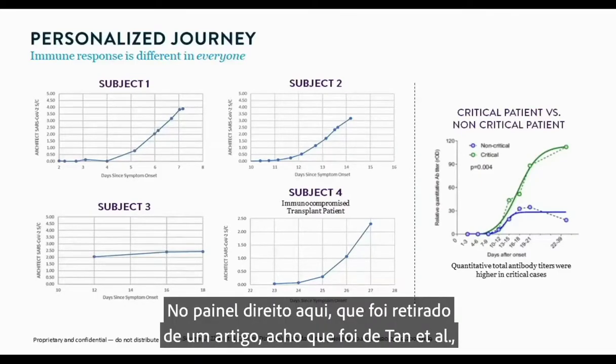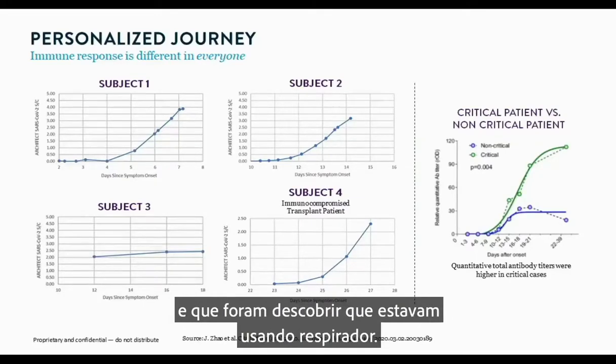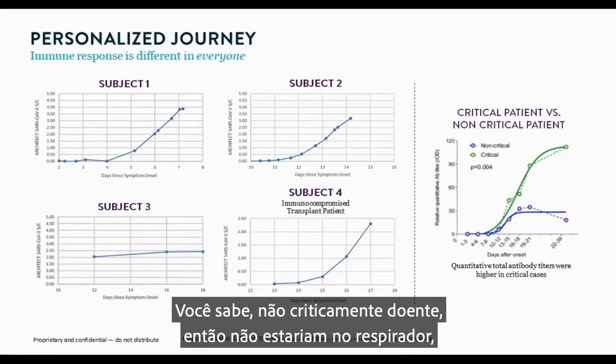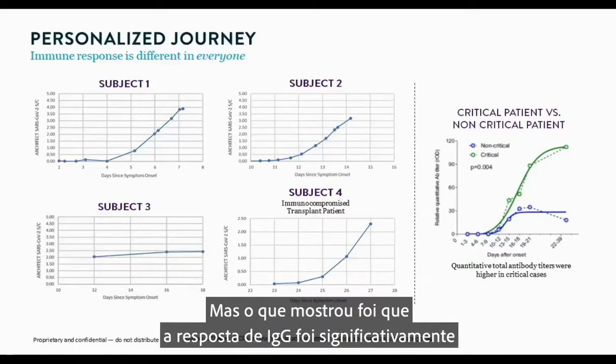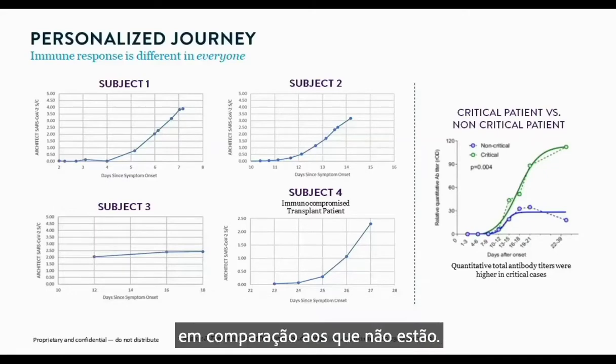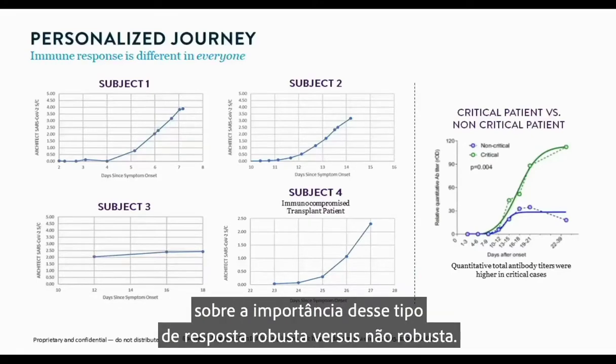On the right-hand panel here was pulled from a paper. I think it was Tan et al. But what they looked at was the different response in patients who were critically ill, and that was defined as being on a respirator, or not critically ill. So they would have been not on a respirator, but would vary from ambulatory on up. But what it showed was that the IgG response was significantly stronger in those patients who were critically ill from those who were not. And I think more information is coming out on the significance of that kind of robust response versus not.